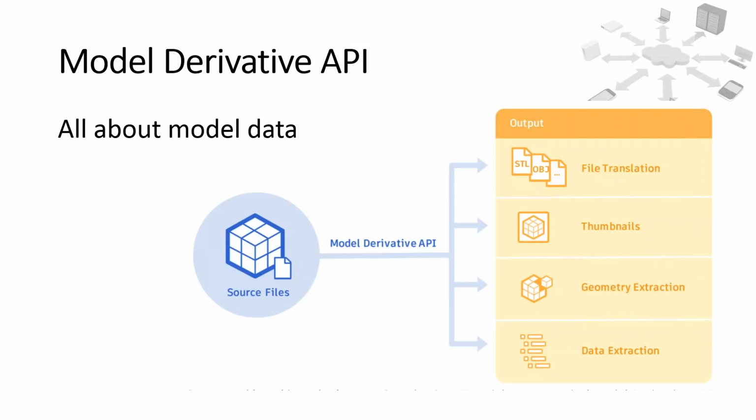And once you get to certain files, you can make use of the Model Derivative API. So it's all about model data. You can have file translations. For instance, as I mentioned, Revit to IFC, or you can take a geometry extraction. Okay, so this one is the third one, geometry extraction. If you have a big model and you want only part of the geometry extracted, it's also a part of Model Derivative. There's also access to the thumbnail of the models, and also data extraction of the metadata as well.